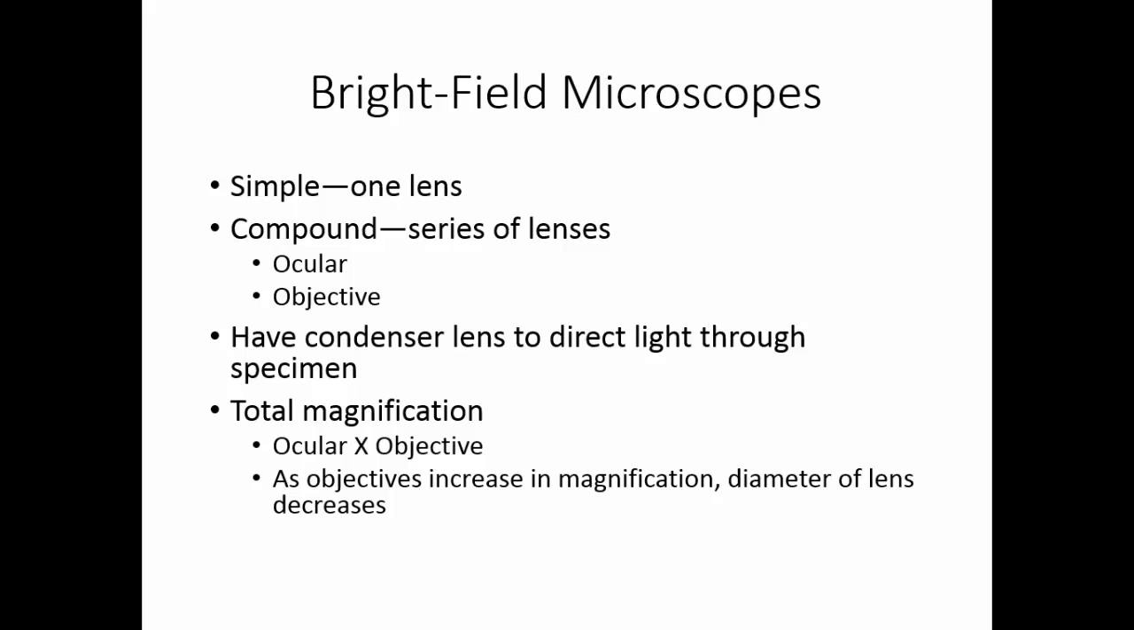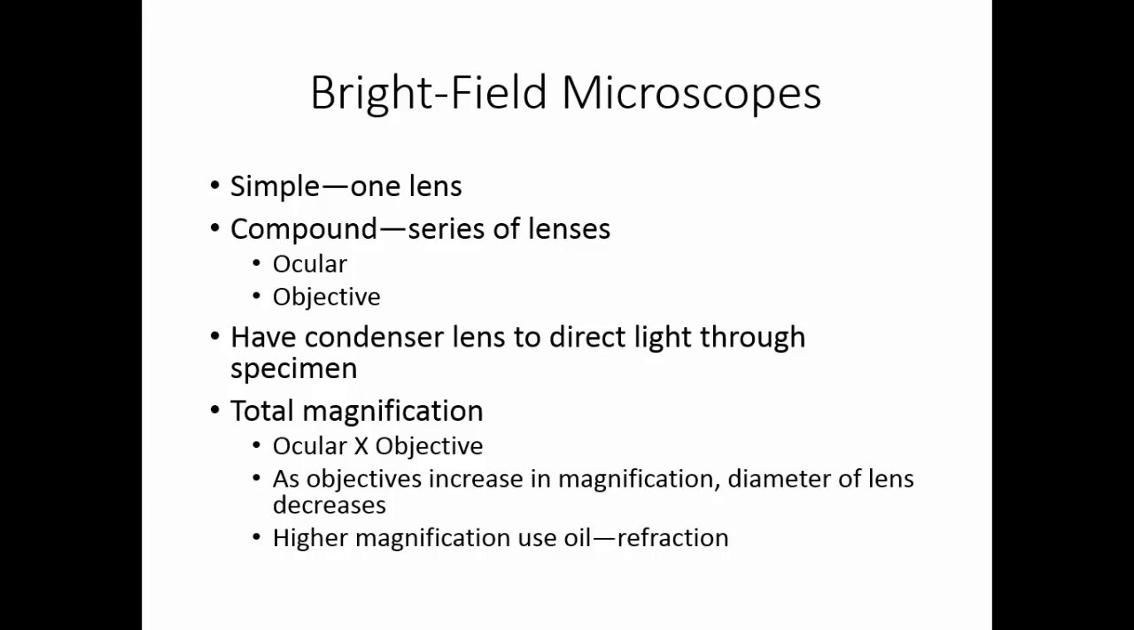One of the problems with the objectives is that when we increase the magnification, we actually make the diameter of the lens smaller. And this means that we can lose light. The light starts to dim as you go to higher magnifying powers. At the highest magnifying power we typically have with a bright field microscope, 100 times on the objective, we tend to lose a lot of light. And so we have to use oil on the slide to help with keeping the light directed to your eye.